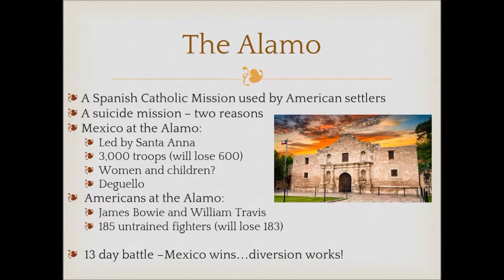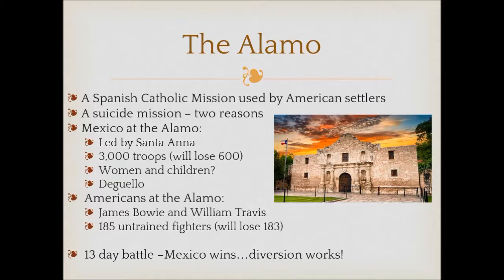Now, they have 185 untrained fighters. Even James and William are good frontiersmen and good hunters, but they're not fighters. And they still ended up holding off this giant Mexican army of 3,000 men for 13 days. In the end, of course, they will be completely overrun, and out of the 185 Americans inside the Alamo, only two will survive.